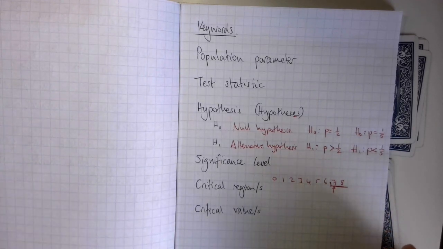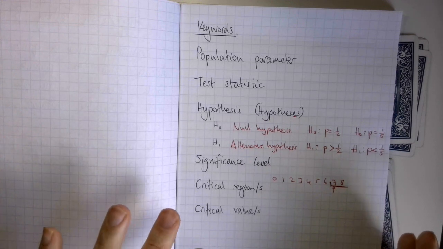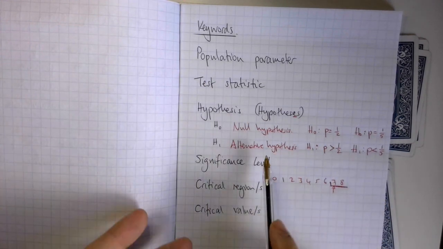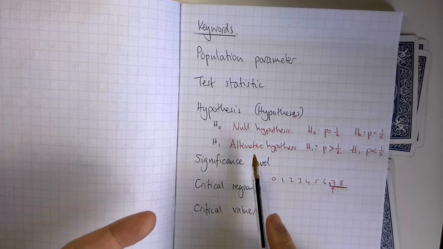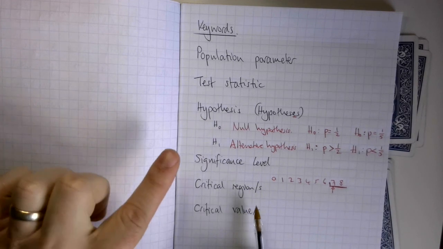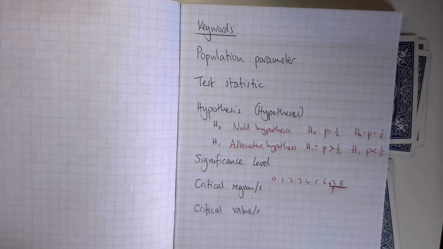So that's quite a lot to take in. Remember, the idea is basically you're testing a claim about a population's parameter. What is the probability that something would happen? And then you've got to do some statistics, which I'll show you how to do in a later video. But quite a lot of keywords for you to get your head around, first of all.